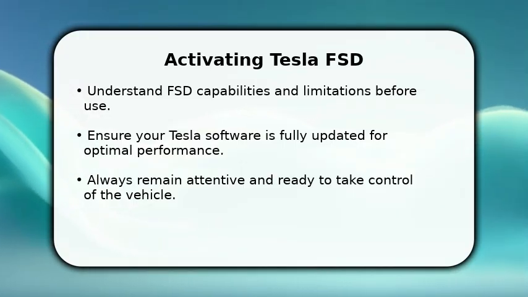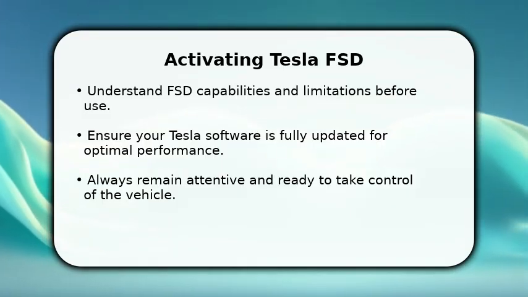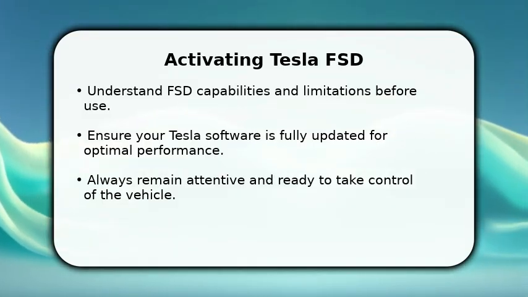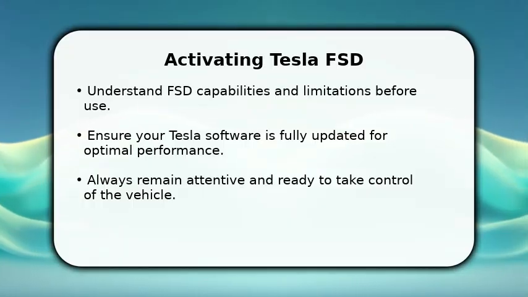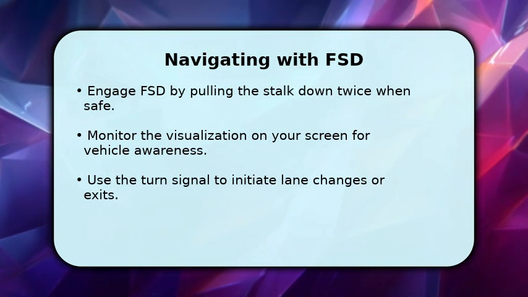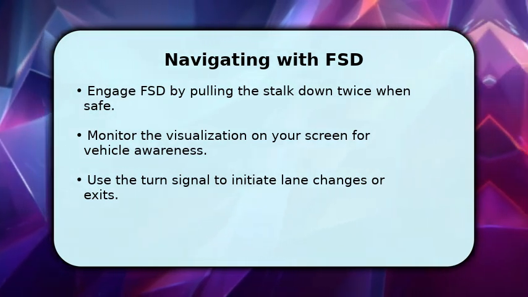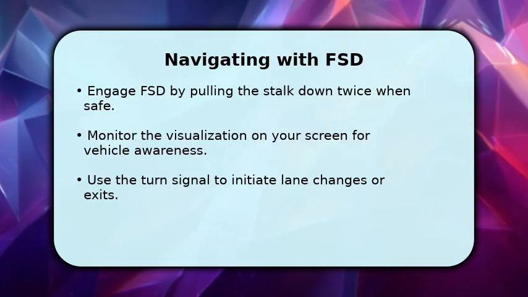To activate, simply pull the gear stalk down twice when it's safe to do so. Remember, FSD is a driver assist system, not a fully autonomous one. Once FSD is active, you'll see the driving visualization on your screen, showing the car's perception of its surroundings. The system will navigate based on your set destination.